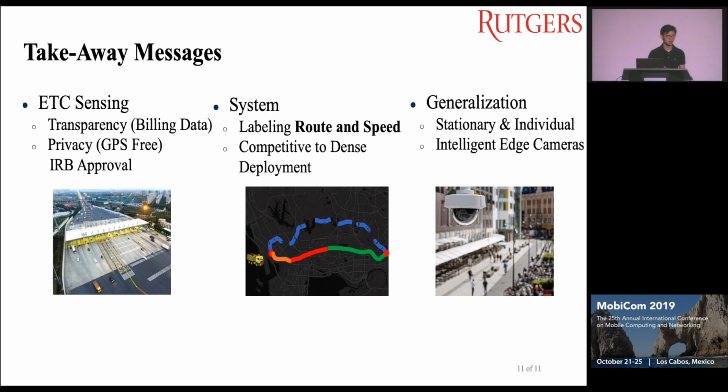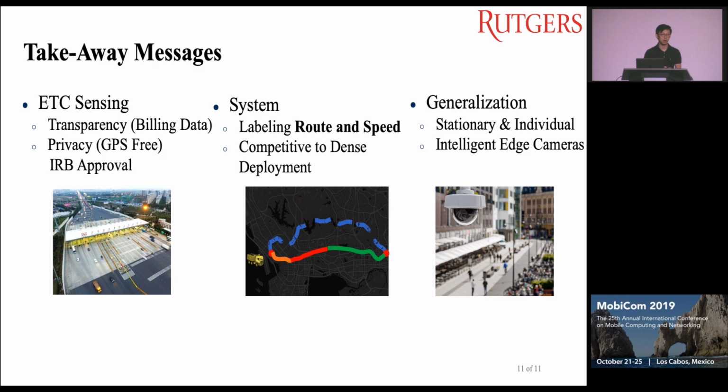The first is about the benefits of ETC sensing. Since the ETC data is originally collected for billing purposes, if we utilize it for localization, then we do not introduce any extra deployment. This is actually transparent to all the drivers. It also has better privacy protection, since we only expose very limited location information of the vehicles when they get into the expressway and leave the expressway.